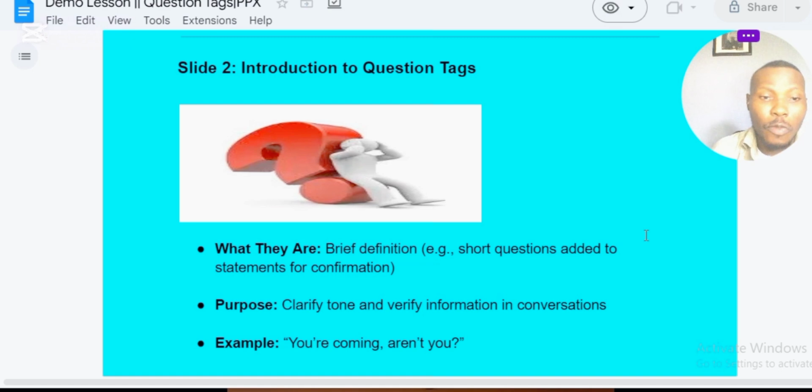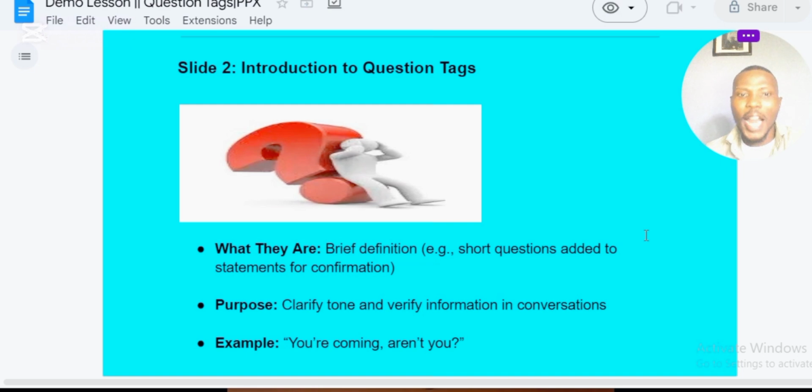Now, what's the purpose of question tag? The purpose is to clarify or to get confirmation from people. Okay? So you clarify tone and verify information in conversations. What helps you to do this? Question tags. Is that clear, Jim?